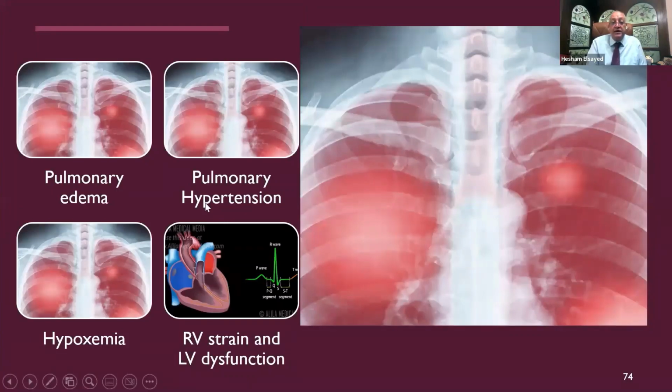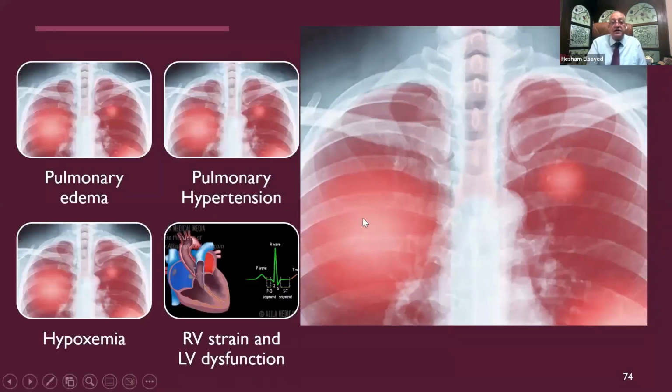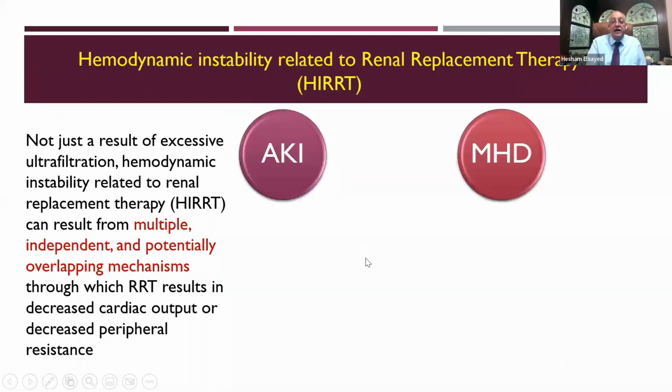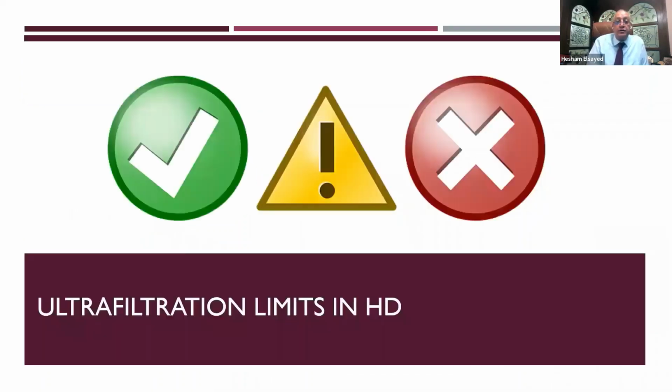So the pulmonary edema and the pulmonary hypertension increase the load on the right ventricle and induce hypoxemia. Subsequently, we have a cardiac depressant effect. So hemodynamic instability related to renal replacement therapy could be defined, in patients with acute kidney injury as well as in patients on maintenance hemodialysis, frequently in critical care, may affect recovery by organ starving and acute kidney injury with frequent episodes of hypotension, while in maintenance hemodialysis it is commonly called intradialytic hypotension, and it's multifactorial.